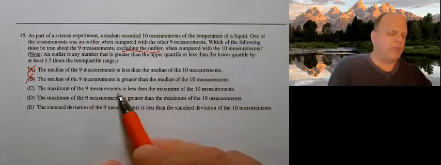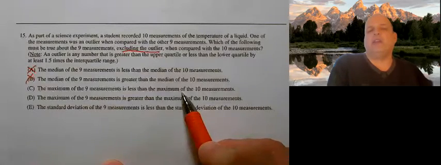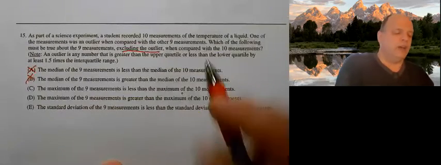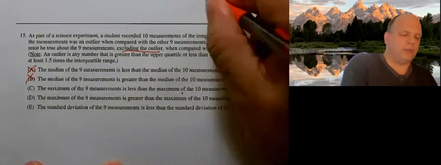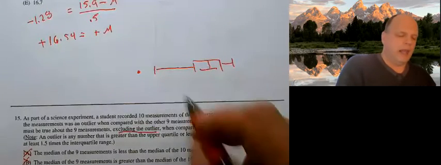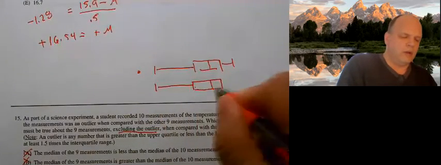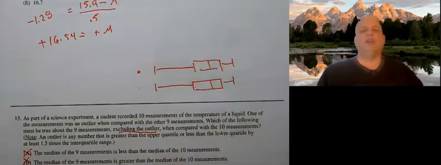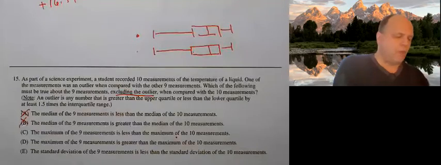The maximum of the 9 measurements is less than the maximum of the 10 measurements. Maybe, but what if the outlier was on the low side? If the outlier was on the low side, then the maximum didn't change. In other words, if I had a dot plot, a box plot that looked something like this for my 10 measurements, and my 9 measurements now looks like this, losing that outlier does not impact the max, or might not.